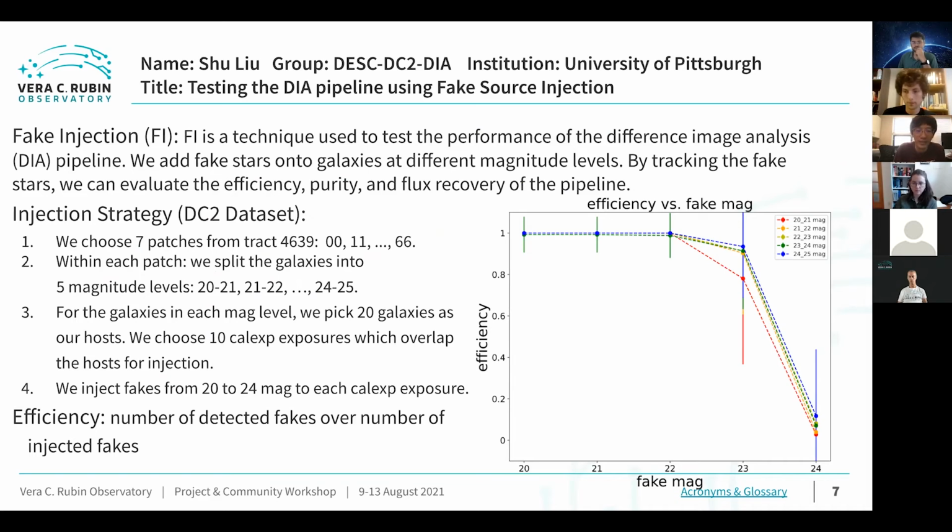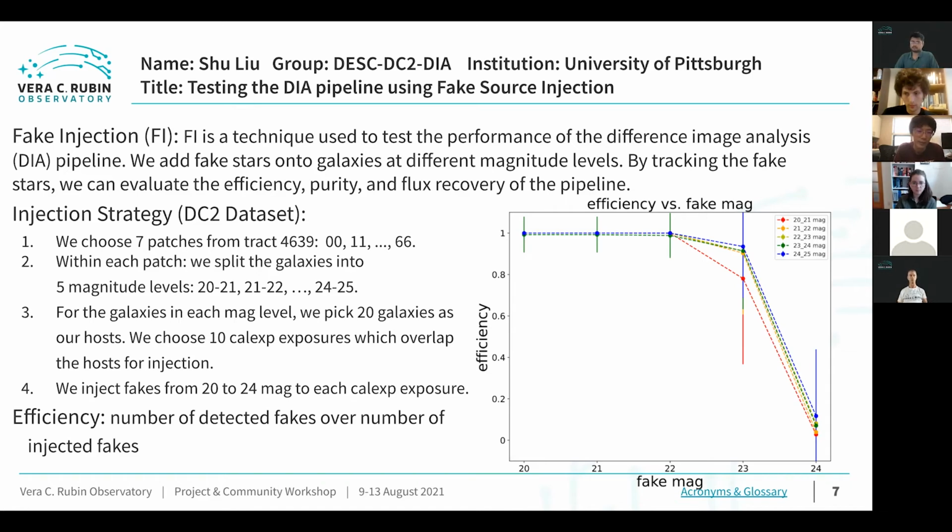I'm working in the DESC DC2 DIA group. And today my topic is testing the DIA pipeline using a fixed source injection. Fixed injection is a technique used to test the performance of the difference image analysis pipeline. Basically, we add fixed stars onto galaxies at different magnitude levels. And by tracking the fixed stars, we can evaluate the efficiency, purity, and flux recovery of the pipeline.